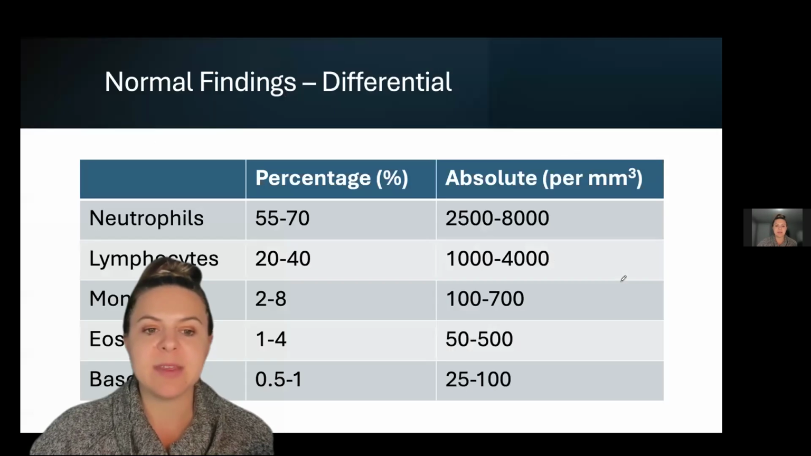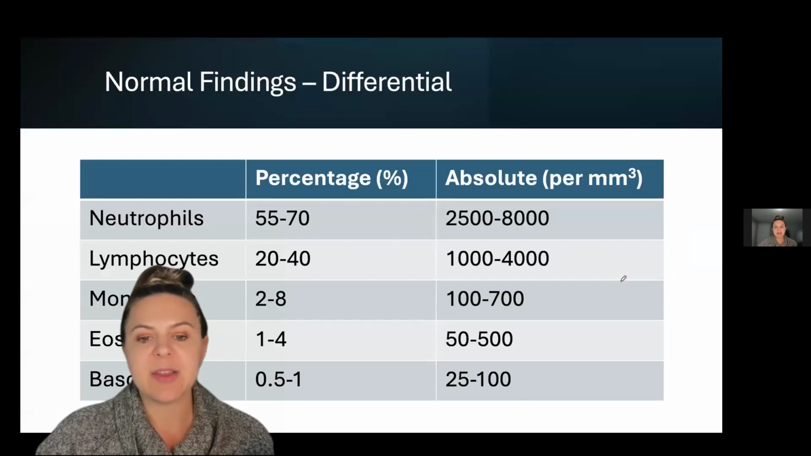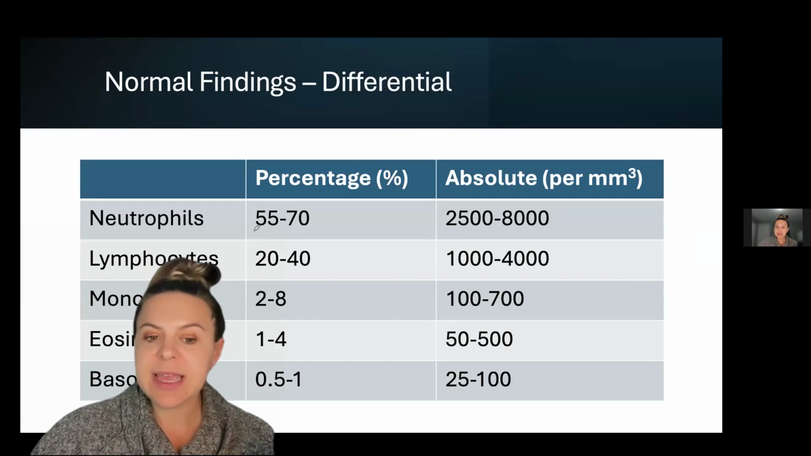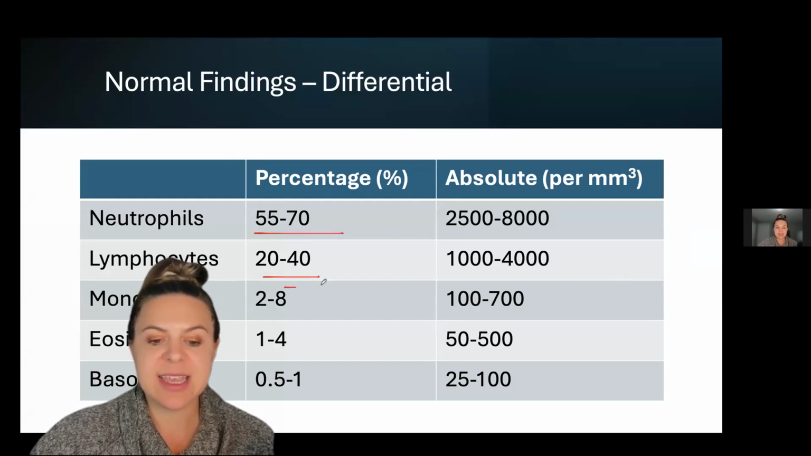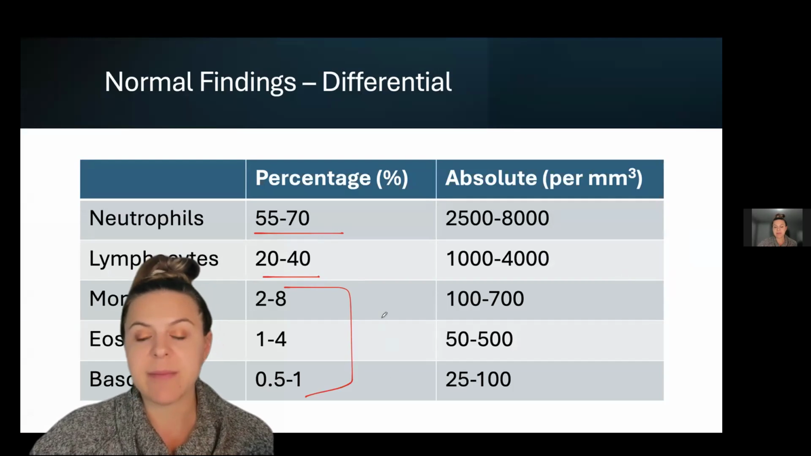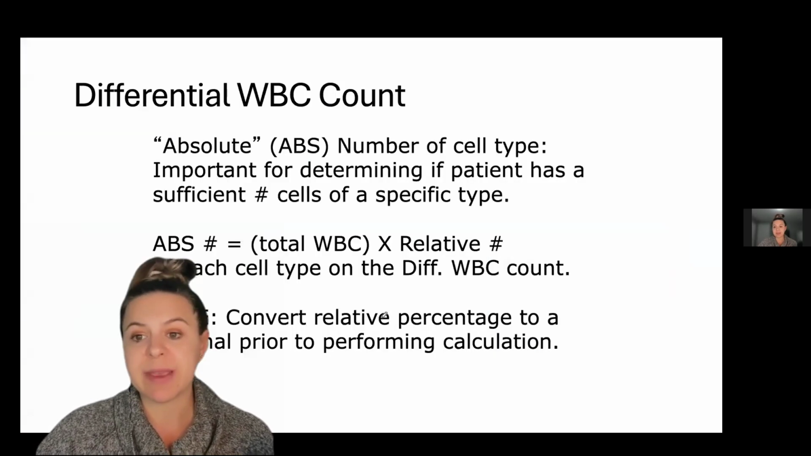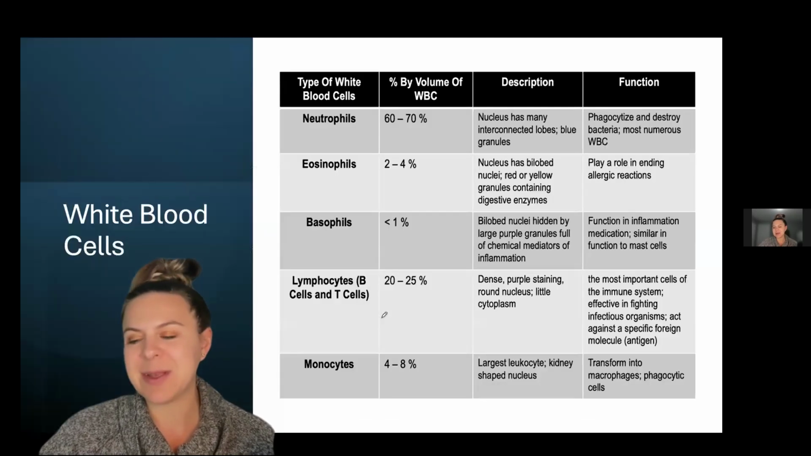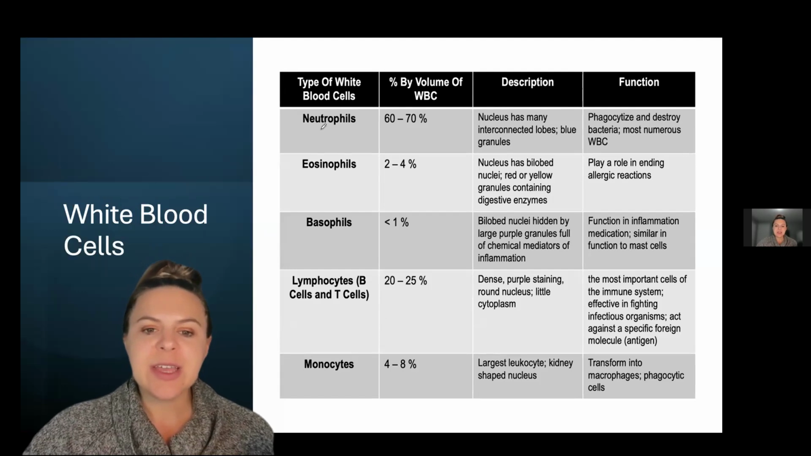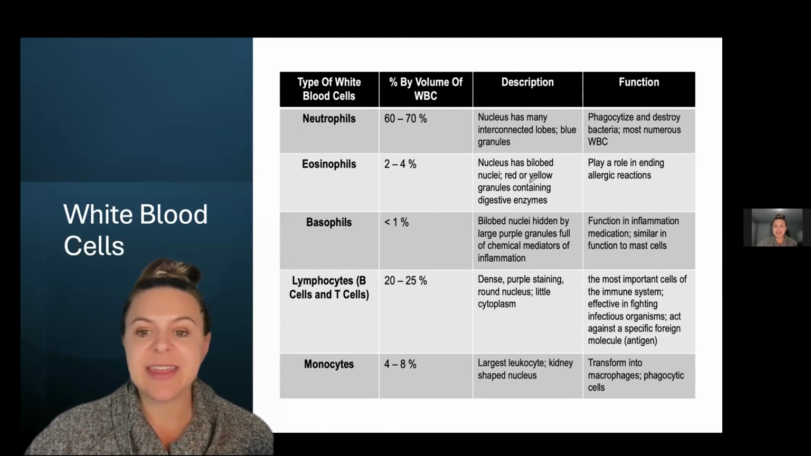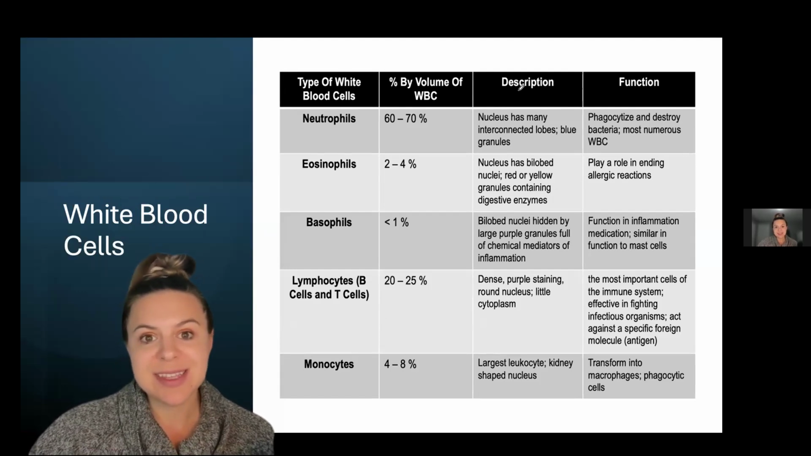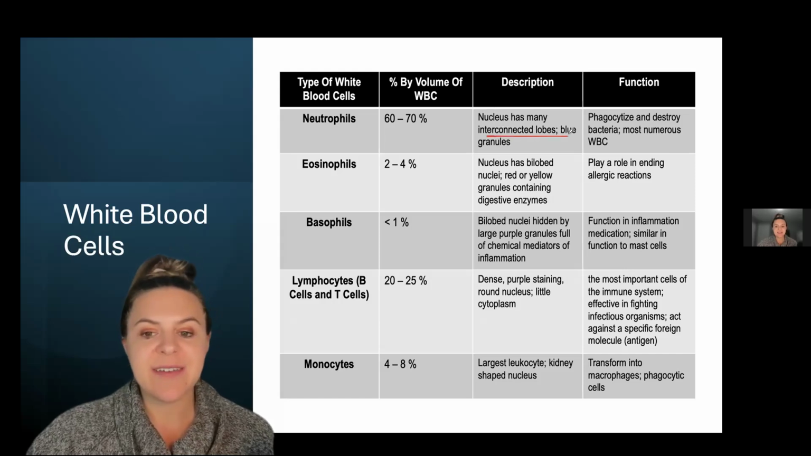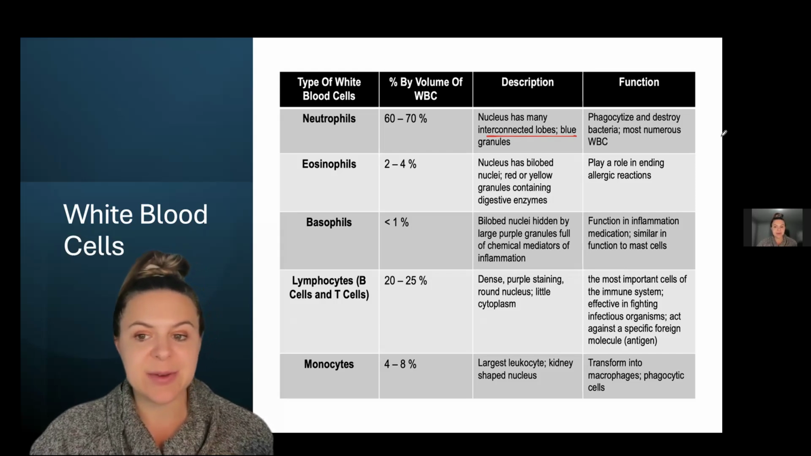When going back to the previous page, we can see, looking at our percentage breakdown, that we typically have the most neutrophils, then lymphocytes, and then we really have relatively small amounts in proportion of monocytes, eosinophils, and basophils. And we'll remind ourselves here what the functions of those cell types are shortly. Looking at our different types of white blood cells, the percentage, and then if we're thinking histologically, what is the description? Well, our neutrophils have many interconnected lobes and they have blue granules. Their job is to phagocytose and destroy bacteria as well as white blood cells.